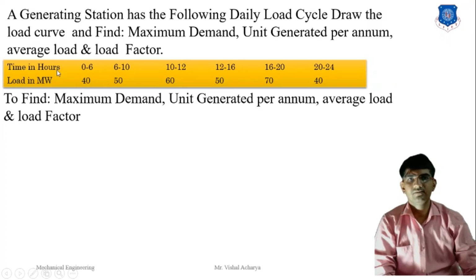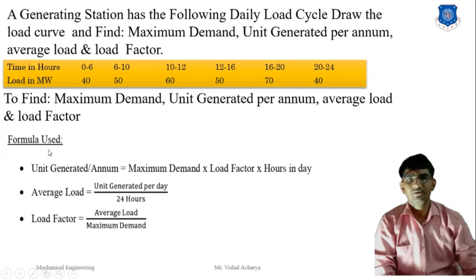Here the given data, time in hours: 0 to 6 requires electrical energy of 40 megawatt, 6 to 10 requires 50 megawatt, 10 to 12 requires 60 megawatt, 12 to 16 requires 50 megawatt, 16 to 20 requires 70 megawatt, and 20 to 24 requires 40 megawatt. Find the maximum demand, units generated per annum, average load and load factor.